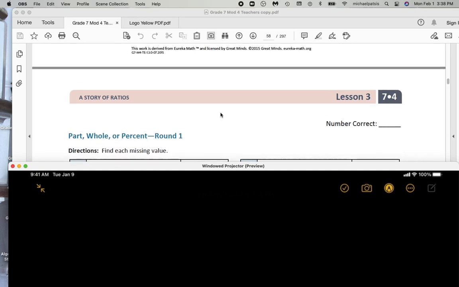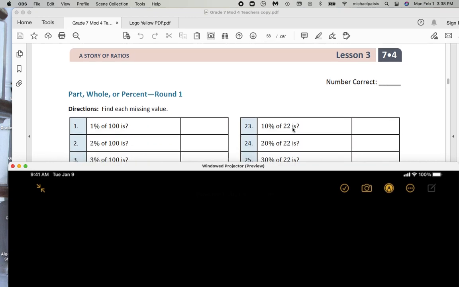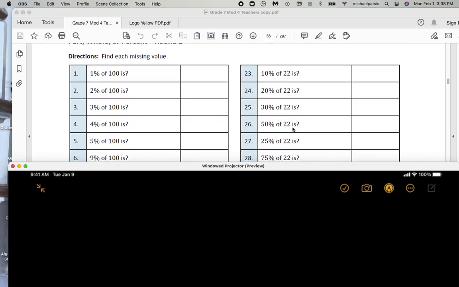Okay, we are now moving to the sprint associated with Lesson 3. So again, this is Grade 7, Module 4, Lesson 3. And these are the series of questions that they have. Okay, so let's look at this first one.